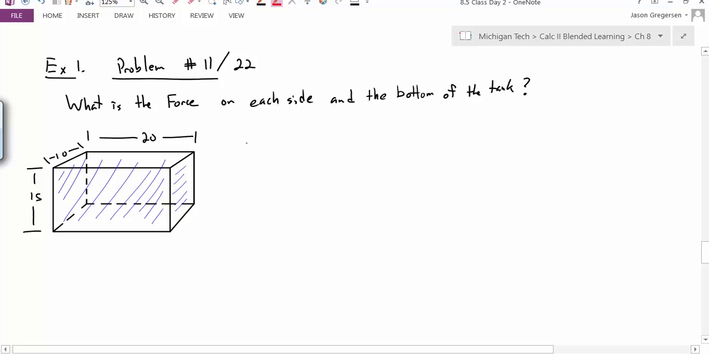So we recall that pressure is equal to force divided by area, and that pressure is equal to density times the gravitational constant times H, where H is the depth, because there should be more pressure as we go farther down.